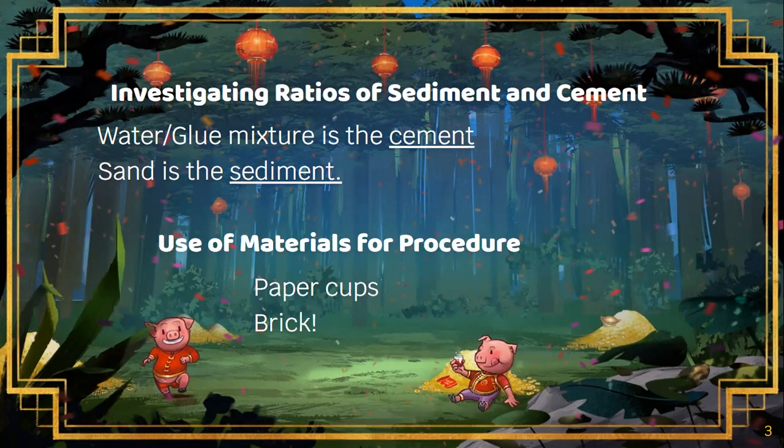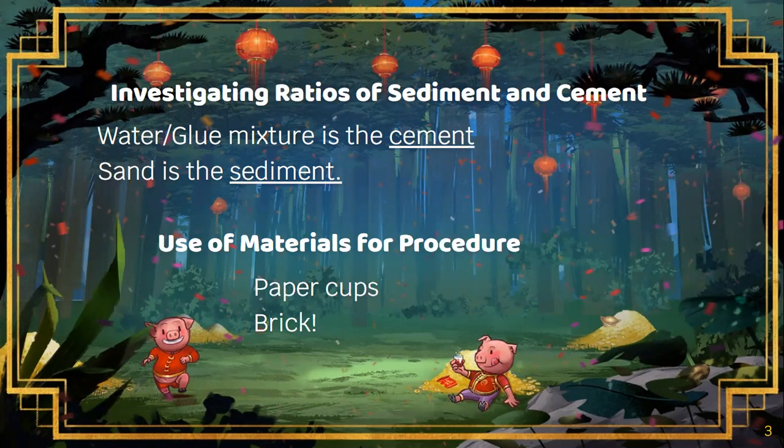All right. So what do I like about the Engineering with the Three Little Pigs activity? First of all, I love that it's an investigation of ratios of sediment to cements. And so the water glue mixture in that activity is the cement, while the sand is the sediment. They use the same type of sediment and the same type of cement throughout, but they changed the ratios of them. And so I think that's a really great investigation. And since it's on ratios, we can turn that into something that could be an actual math application as well for students that are struggling with their fractions, percents, and decimals and ratios.